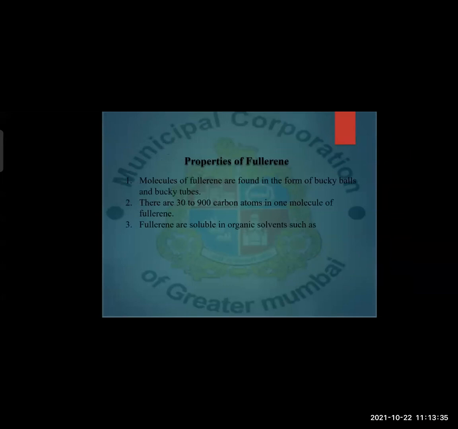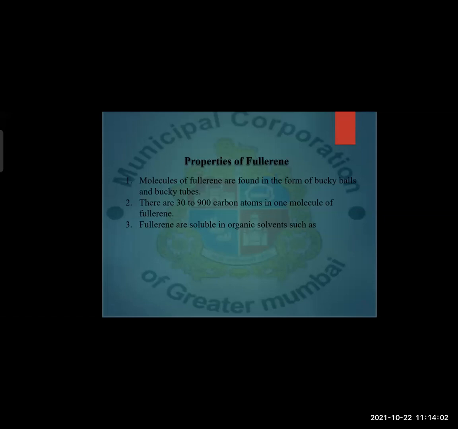The first property of fullerene is that molecules of fullerene are found in the form of buckyballs and buckytubes, hollow balls and hollow tubes. There are about 30 to 900 carbon atoms in one molecule of fullerene.